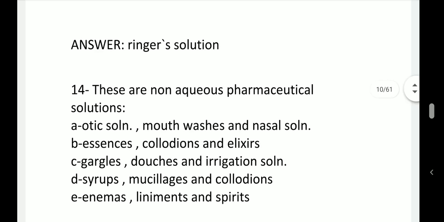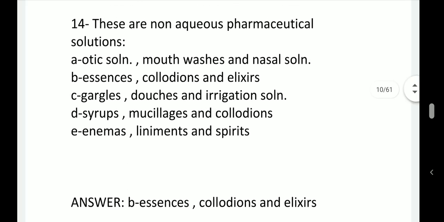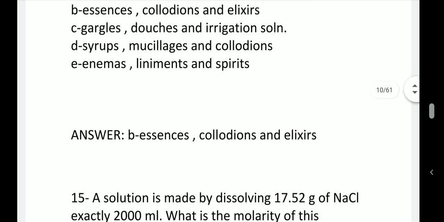Question number 14. These are non-aqueous pharmaceutical solutions. Option A, otic solution, mouthwashes and nasal solution. Option B, essences, collodions and elixirs. Option C, gargles, douches and irrigation solution. Option D, syrups, mucilages and collodions. Option E, enemas, liniments and spirits. Answer is option B, essences, collodions and elixirs.